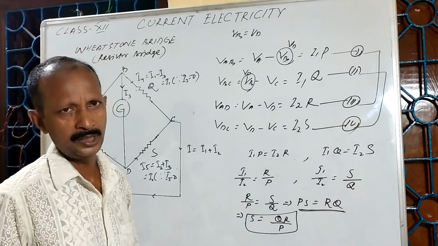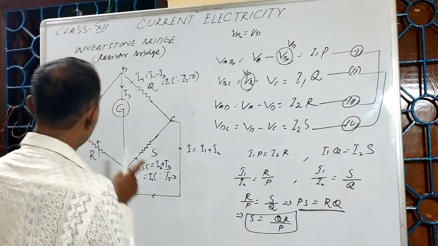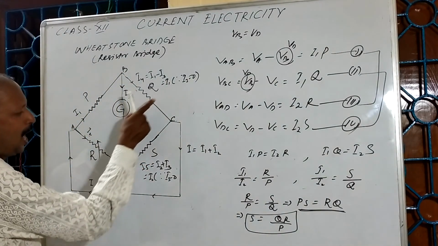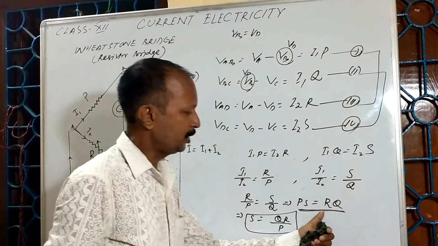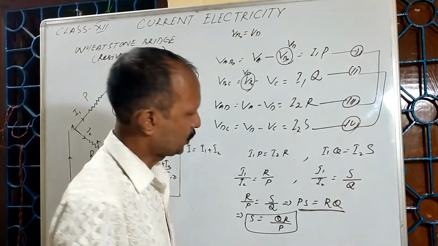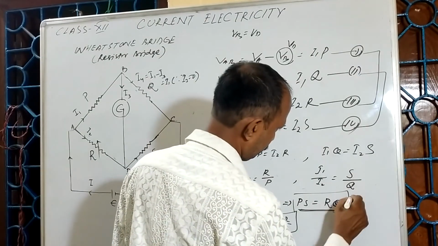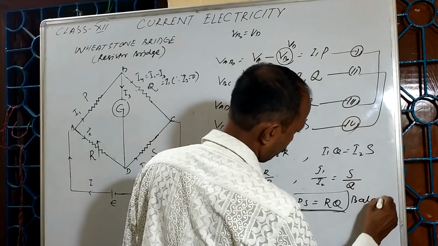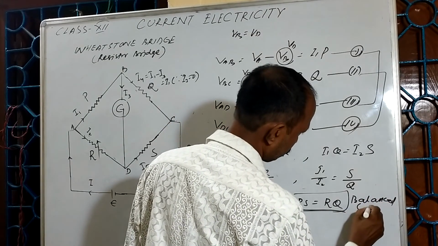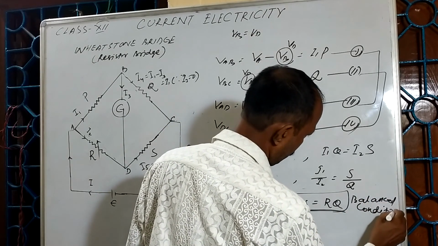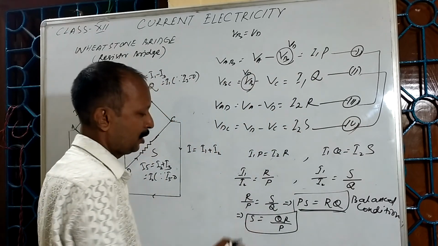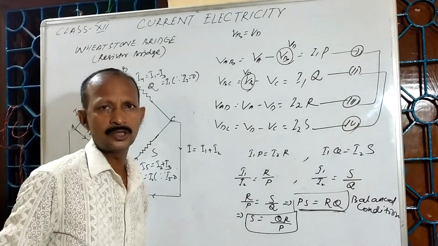So in balanced condition, I can say that P into S is equal to R into Q. This is the condition for the balanced condition. So we got the resistance of the unknown resistor.